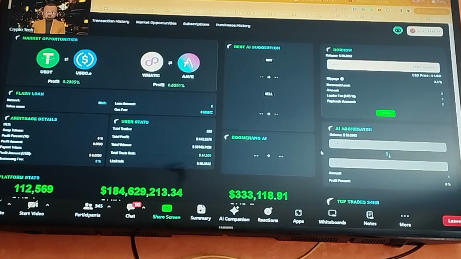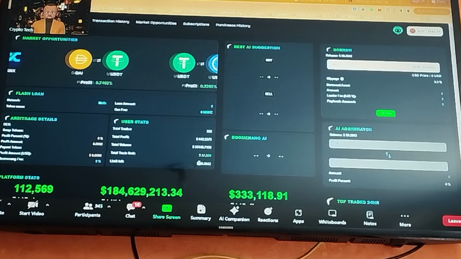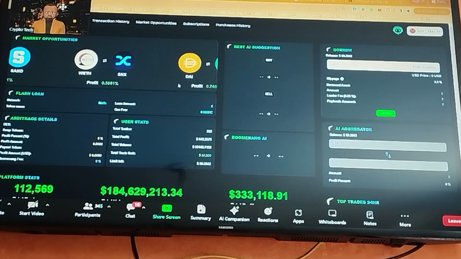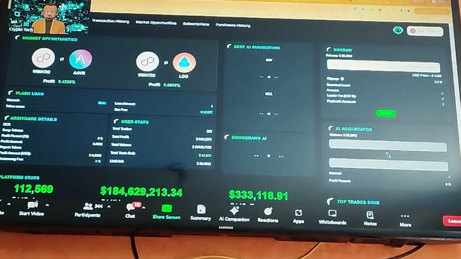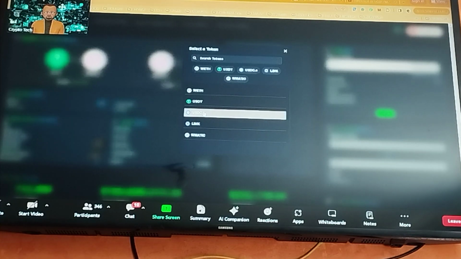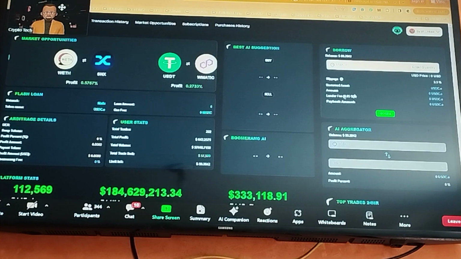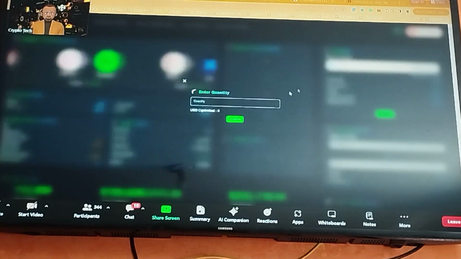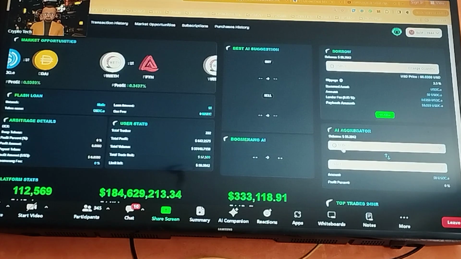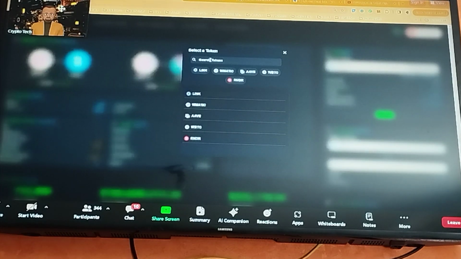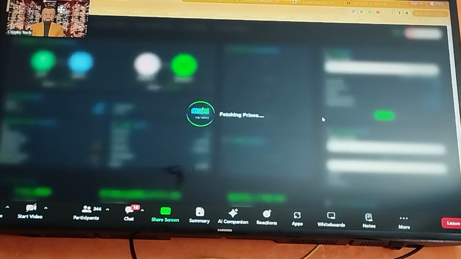Here we go. All right, so I only have like $60. I'm going to do a small trade. What was the one we saw? Okay, we have USDC and WSC. Let's take a look at this one. We'll go USDC. Quantity, I could only do about 50. Submit, and then WSC. Let's take a look and see what comes up here.